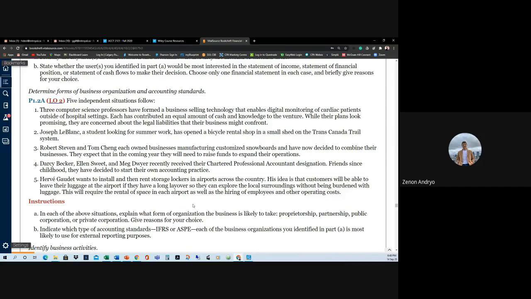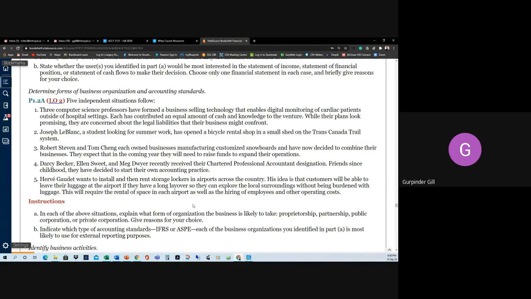I would assume liabilities might be a big thing with people leaving luggage at an airport. Okay, liabilities is a big thing. So we want to set up a corporation. That's good. What else? So I got private corporation. What about public corporation?